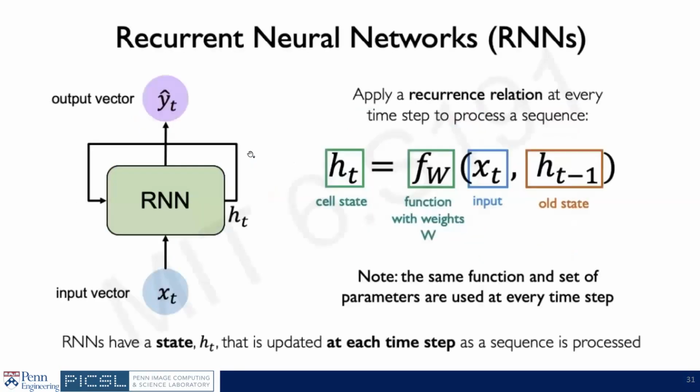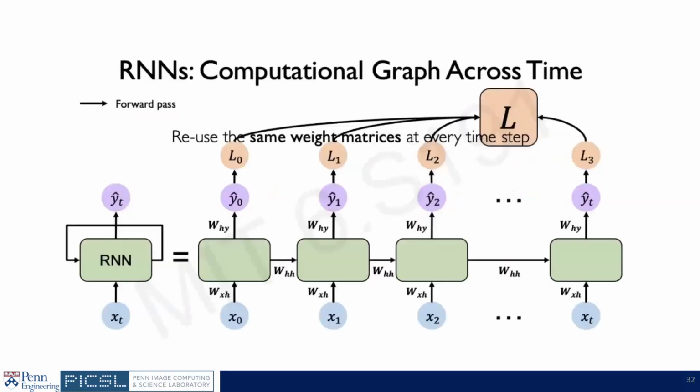This is, again, what I just said. At each time step, we are looking at a function which takes an input and an old state and gives you the current cell state, right? Any questions so far?